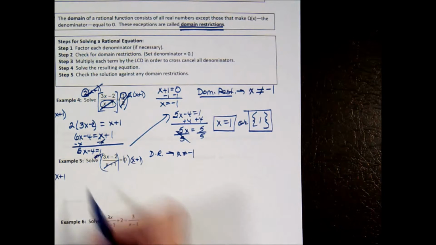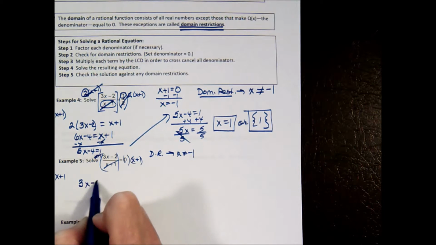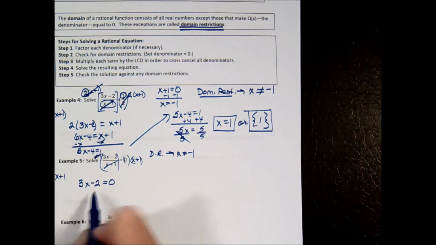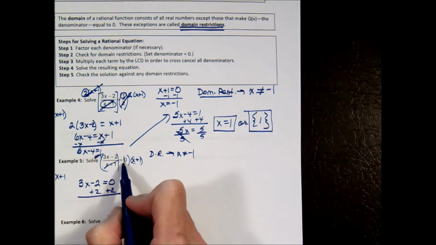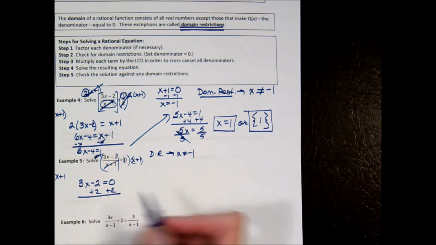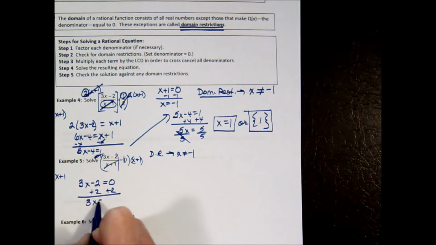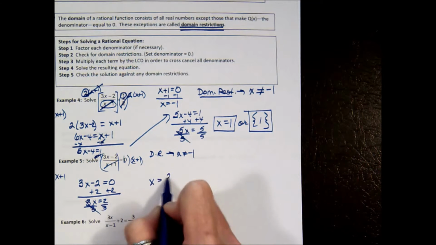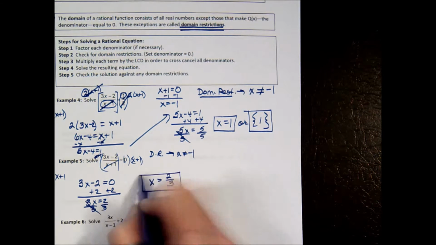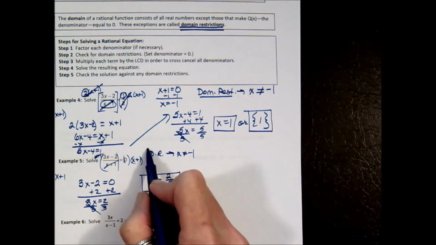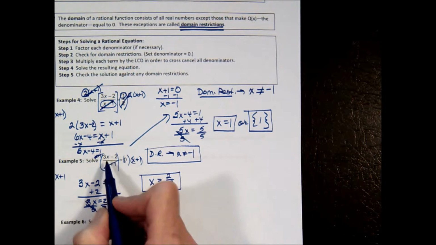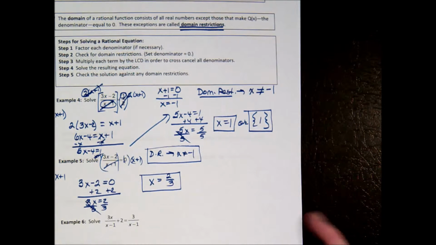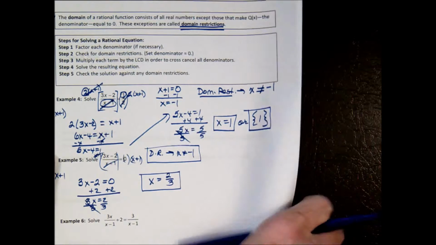Those cross cancel. I get 3x minus 2 equals 0. I'm going to solve this one. By the way, it was 0 because 0 times anything is just 0. So 3x equals 2. I divide by 3, and I get x equals 2/3. Is that okay? Yes, because the only thing x could not be was negative 1. Now, should I put this back in and check it? Yes, you should, but I'm not going to take time on the video to do that.